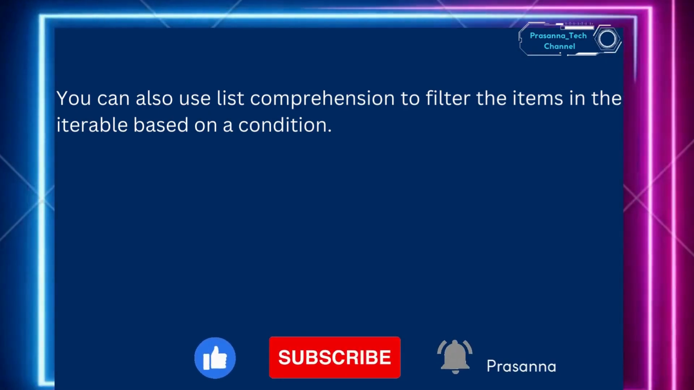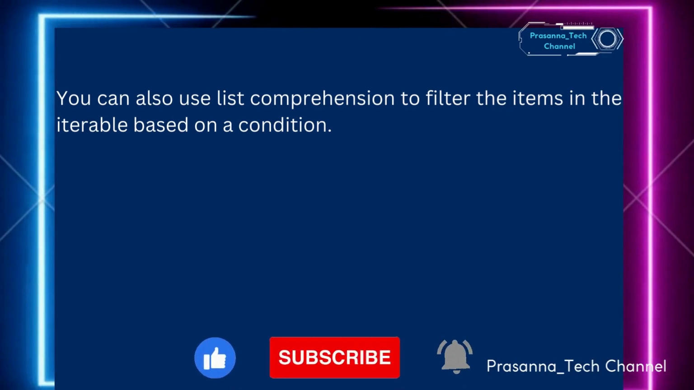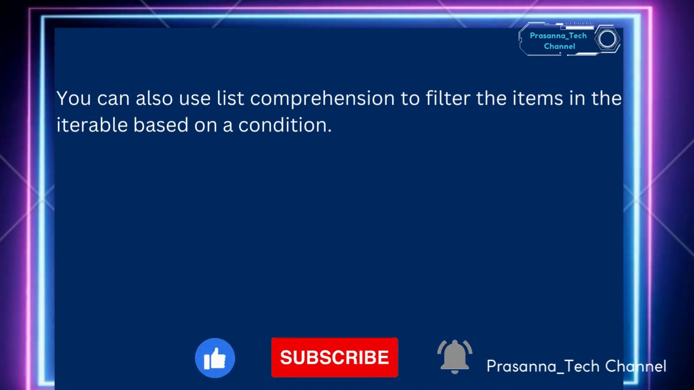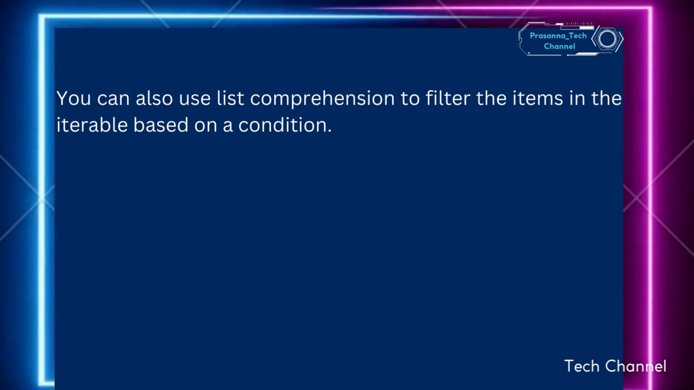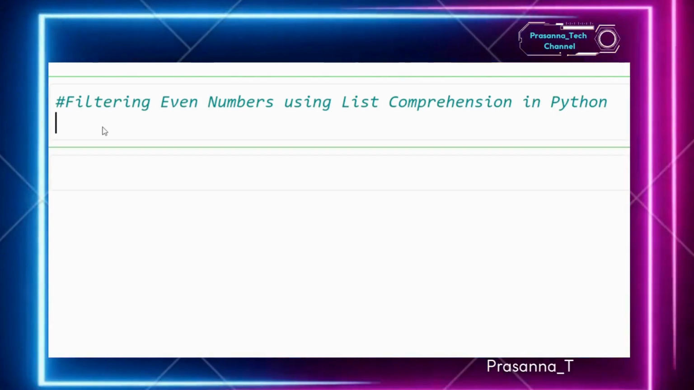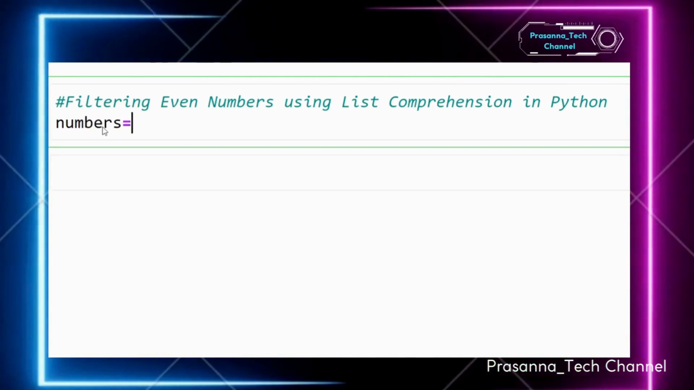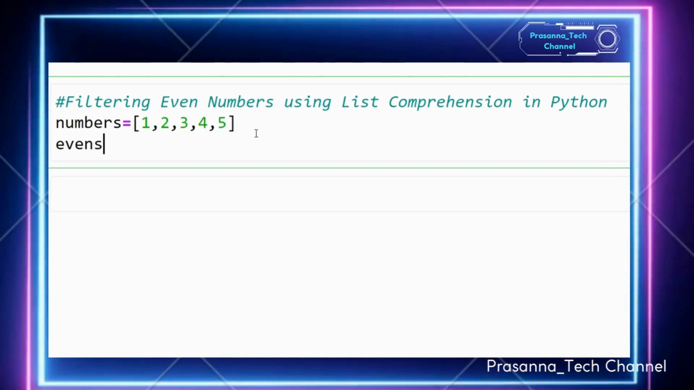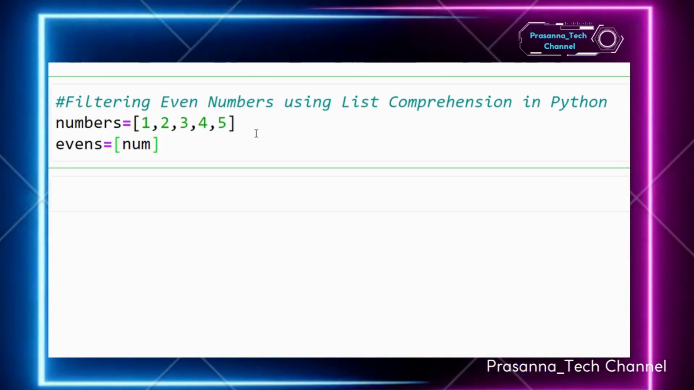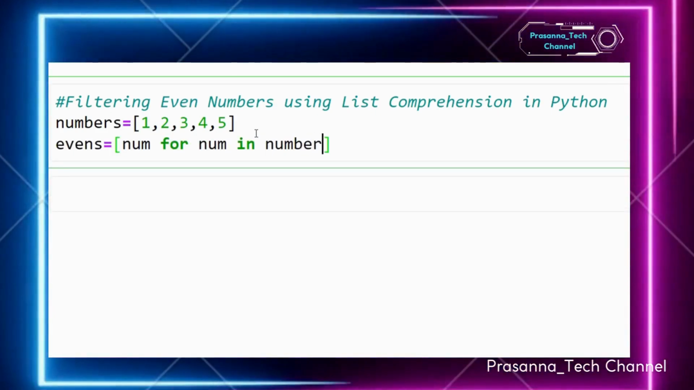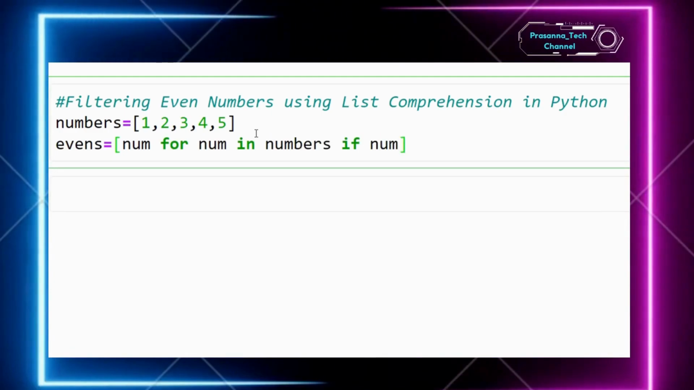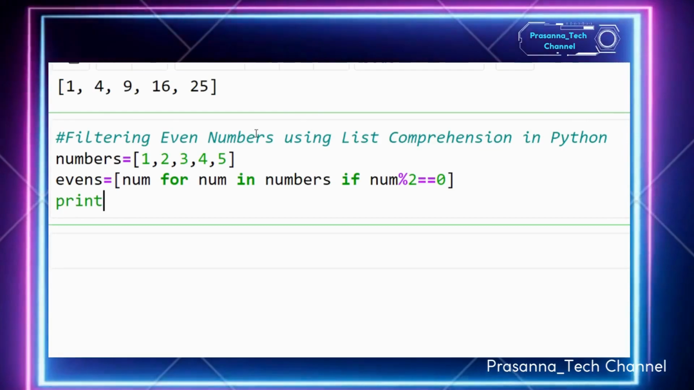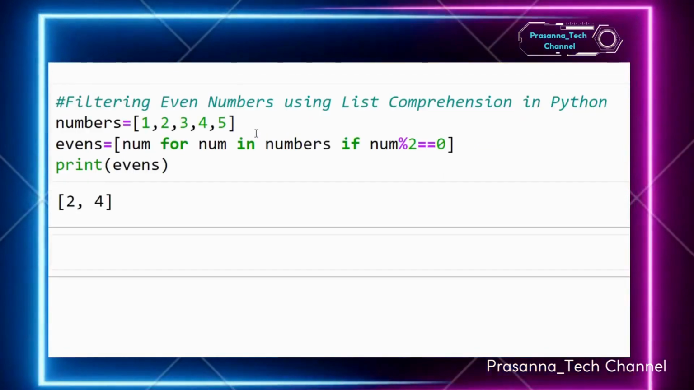You can also use list comprehension to filter the items in the iterable based on a condition. For example, filtering even numbers using list comprehension in Python. numbers = [1, 2, 3, 4, 5]. evens = [num for num in numbers if num % 2 == 0]. print(evens). And the result is 2, 4.